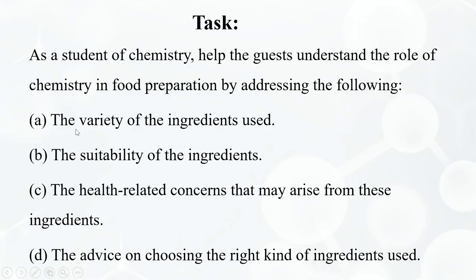Addressing what? Part A, the variety of ingredients used. So in this case, they still want us to talk about what? The category. Part B, the suitability of the ingredients. And then part C, the health-related concerns that may arise from these ingredients. And then part D, the advice on choosing the right kind of ingredients used.